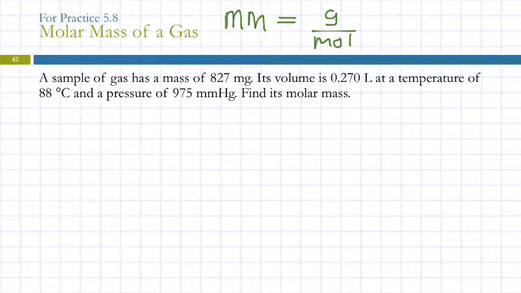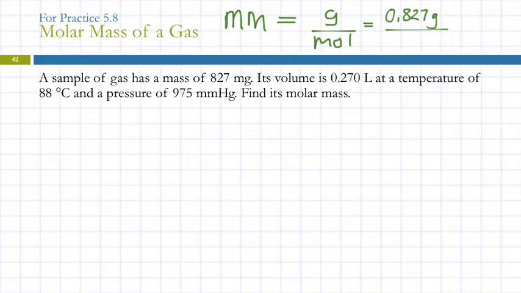So I look in the problem. Well, what's this? 827 milligrams. I could convert that to grams, right? So is that going to be 827,000 grams or 0.827 grams? 0.827. So that's the mass.